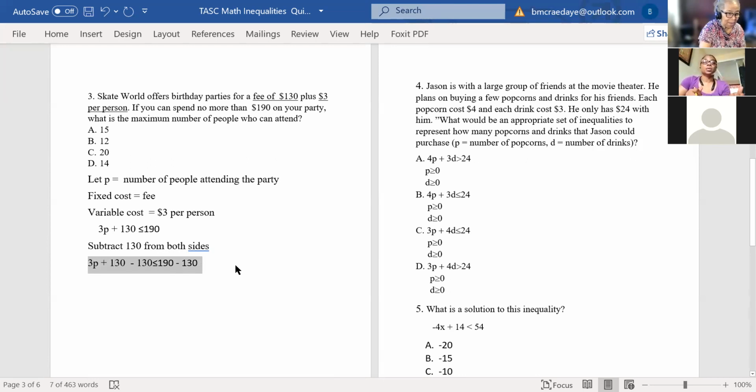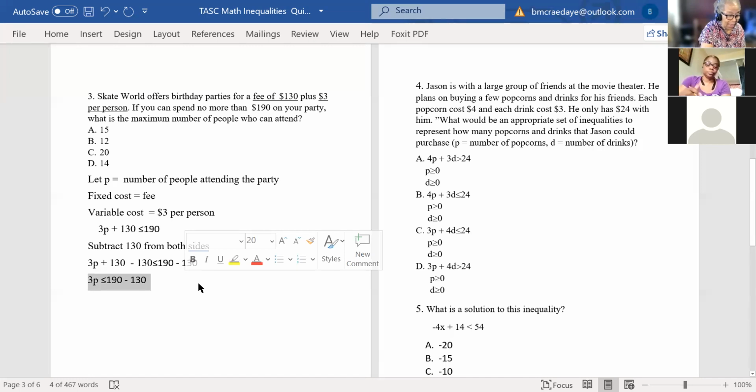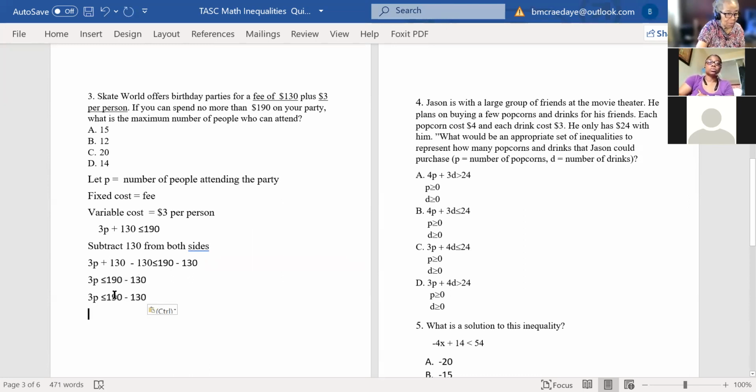3P. That's right, 3P, because 130 plus 130 and minus 130 is 0. So you have left just 3P. So let's take out our 130 minus and our 130 plus. So what do we have on the right side, Vanessa? You would have just 60 remaining. That's it. 190 minus 130 is 60. So let's just copy that and put our 60. 190 minus 130 is 60.